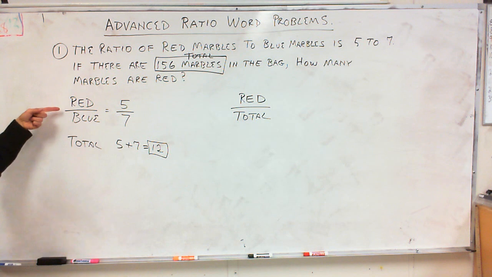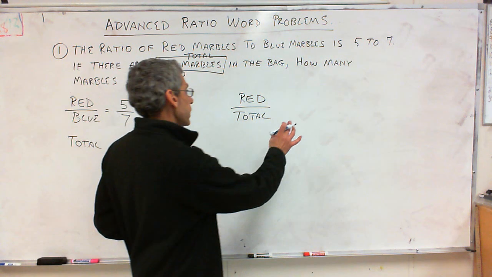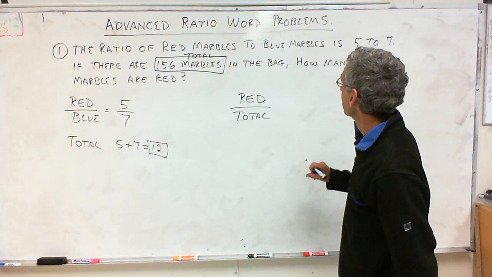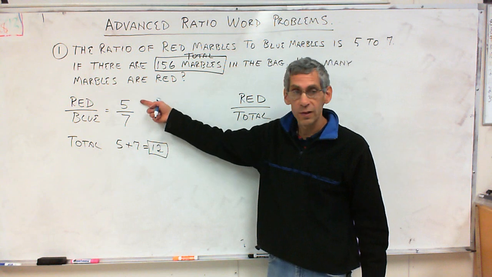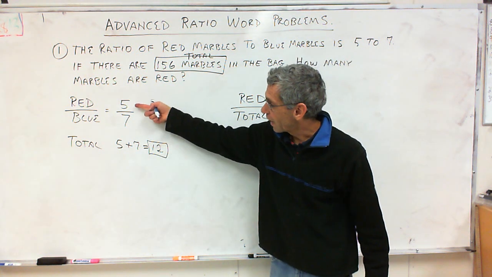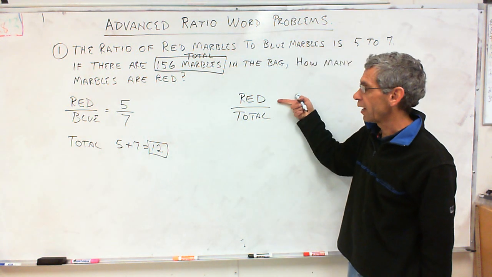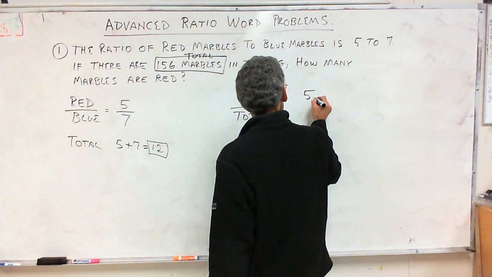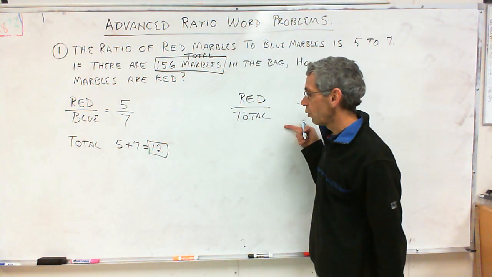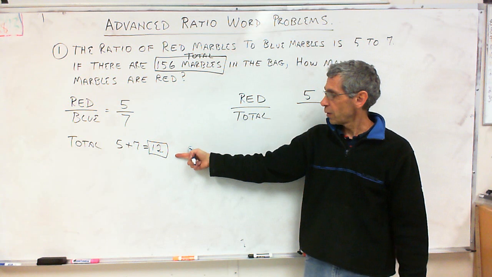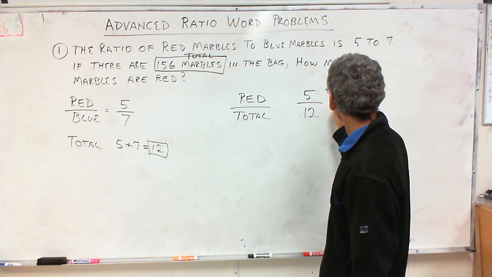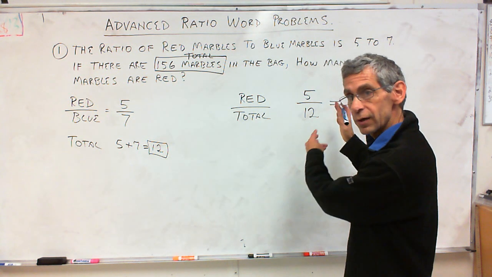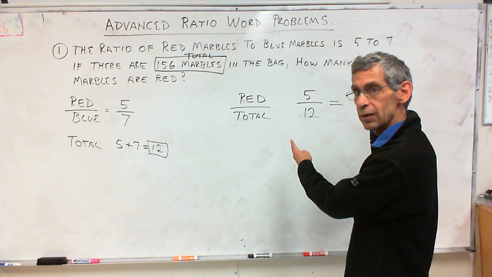Okay, let's go over here. We're going to create a ratio that starts with this. We have 5, 7, and 12, but we have to have red. What would be red? 5. So I'm going to write 5, and then over it, I've got to have the total. What would that be? 12. Equals. I'm going to create a proportion now. Does that make sense, Amy?